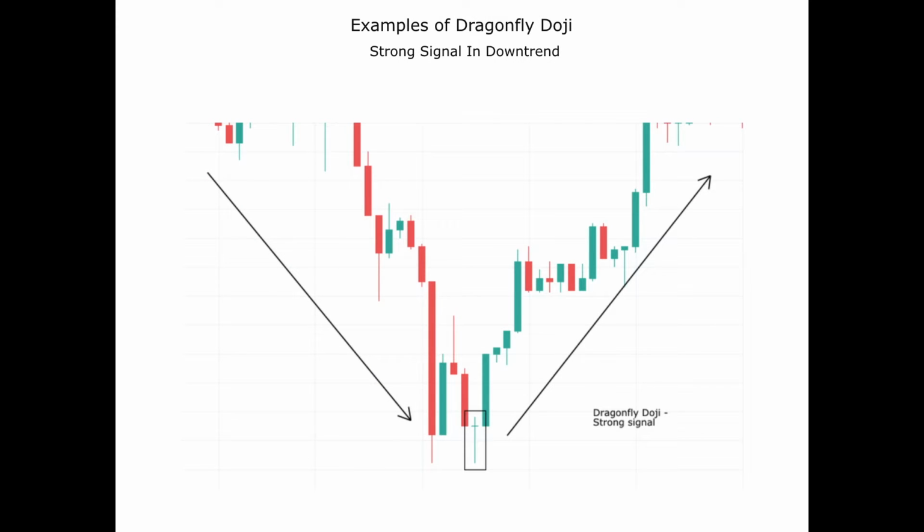The first example is a strong signal in a downtrend. In this example, you can see that the pattern has formed accurately and managed to reverse the trend as expected.